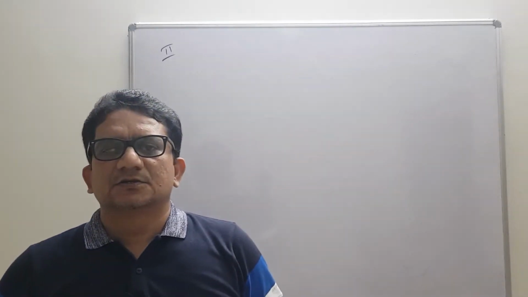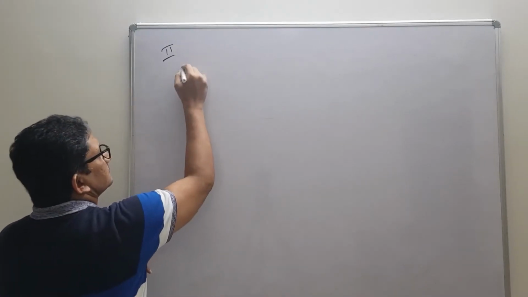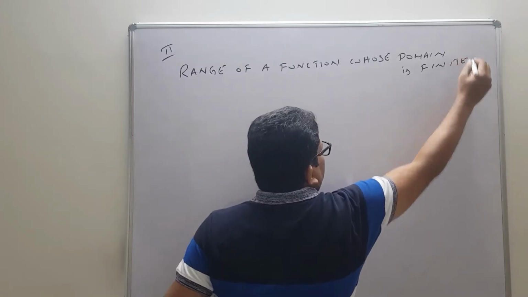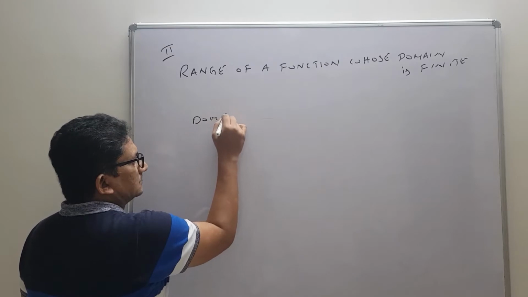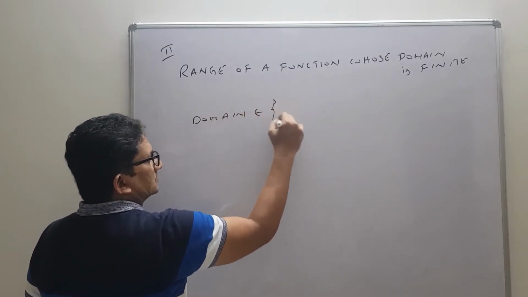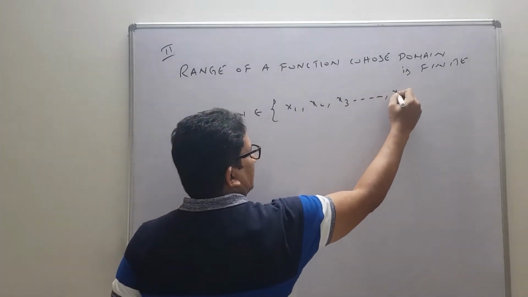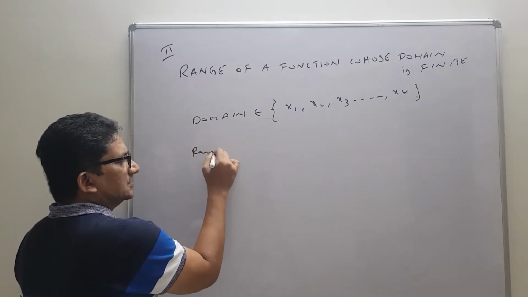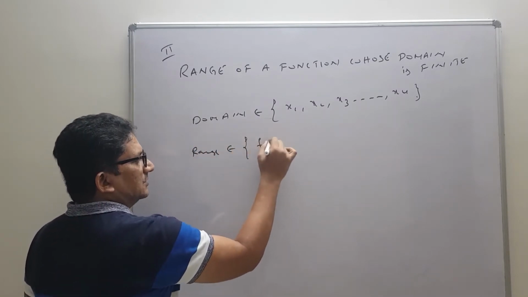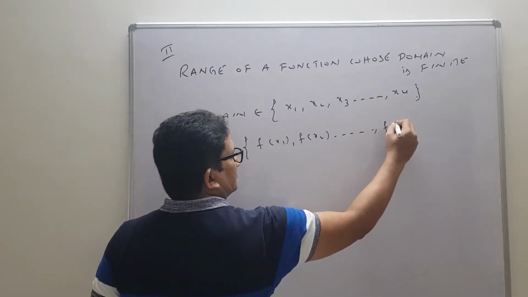Range of a function whose domain is finite. Means, suppose the domain belongs to some discrete values like x1, x2, x3 and so on up to xn, then the range of the function belongs to f of x1, comma f of x2 and so on up to f of xn.